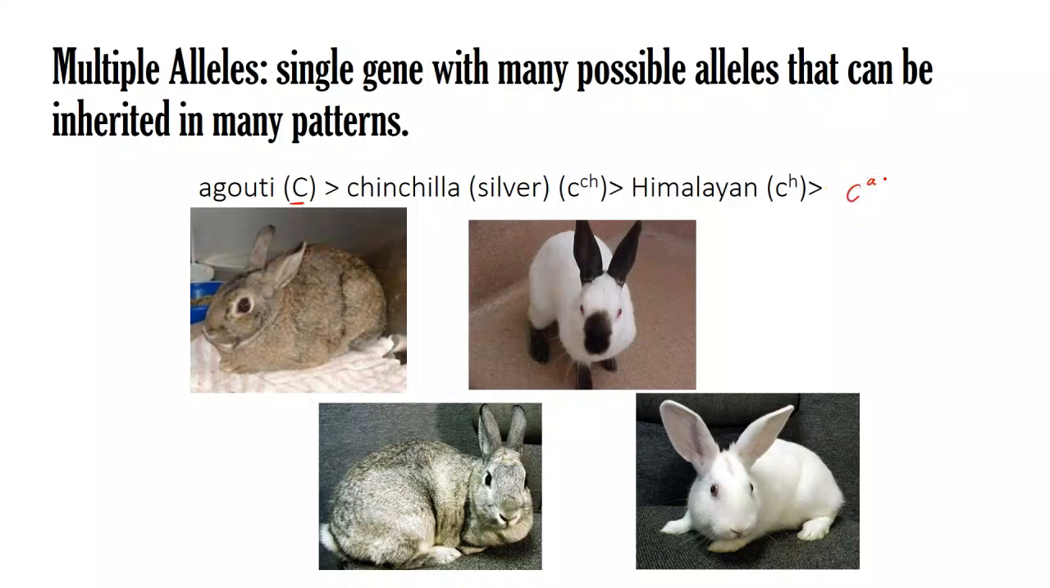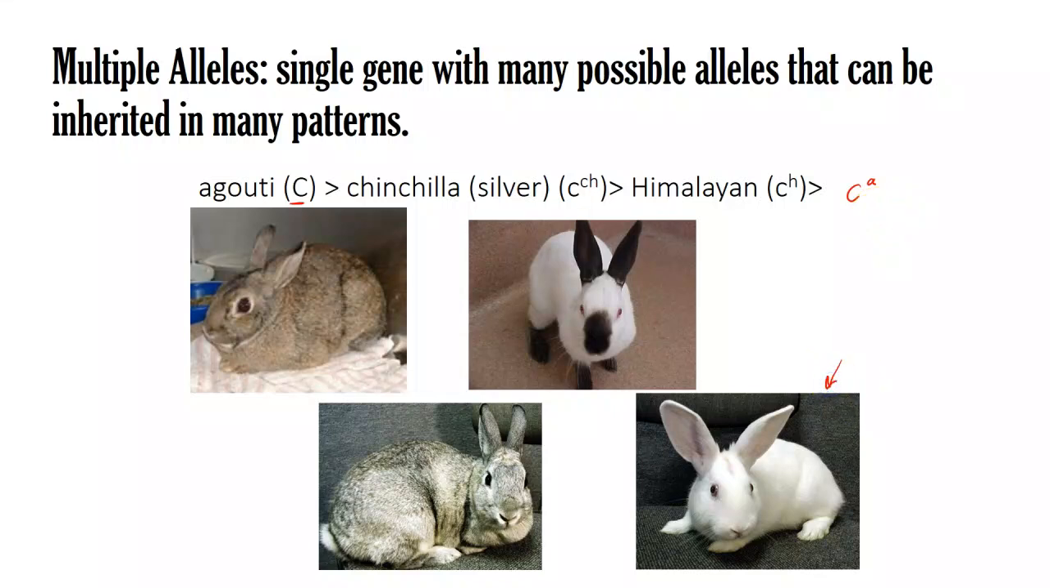Multiple alleles means that there's a single gene with many possible alleles that can be inherited in many patterns. So we're not just dealing with two alleles for one gene. Now we have many alleles. In this case, we're going to look at some rabbits. We have agouti, chinchilla, Himalayan, and albino. Agouti happens to be more dominant than chinchilla, and chinchilla is more dominant than Himalayan, and Himalayan is more dominant than albino, which is my little friend down here.